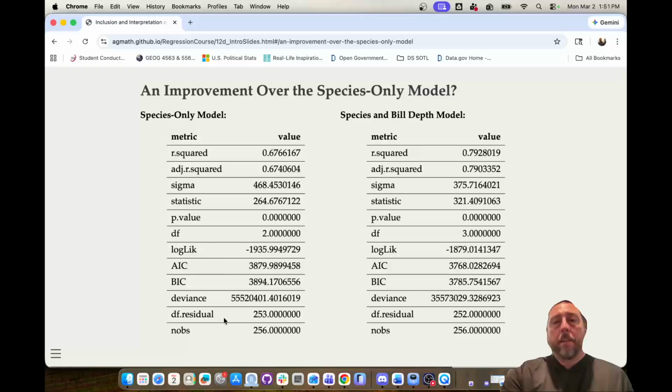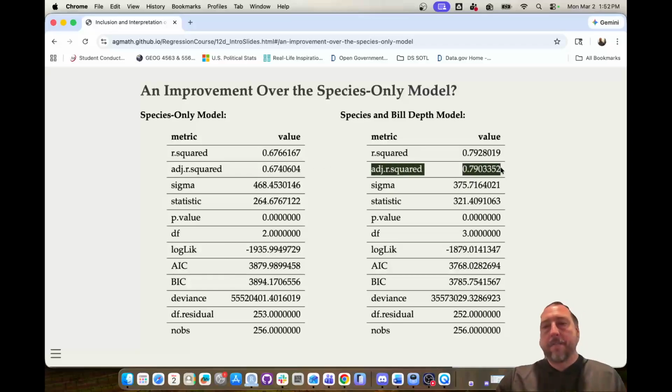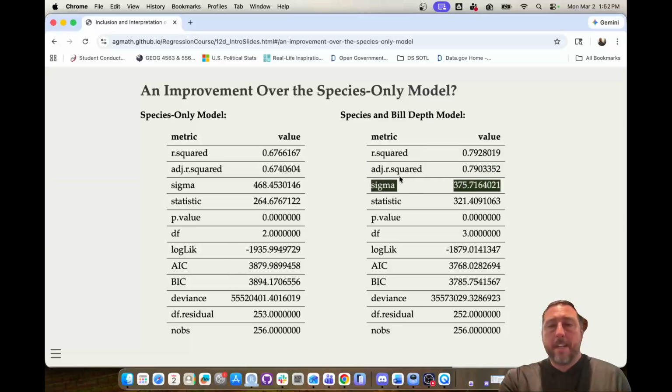All right. Let's take a look at a side-by-side of our models. So on the left here, we have the species-only model. On the right, we have the model that accounts for both species and bill depth. We can see that the adjusted R-squared is higher on this model that accounts for both species and bill depth. And it's higher by quite a bit. We've gained 12 percentage points there. That's great. And our sigma value has dropped by quite a bit as well. It's dropped by nearly 100 grams. So we got huge improvement just by accounting for bill depth.